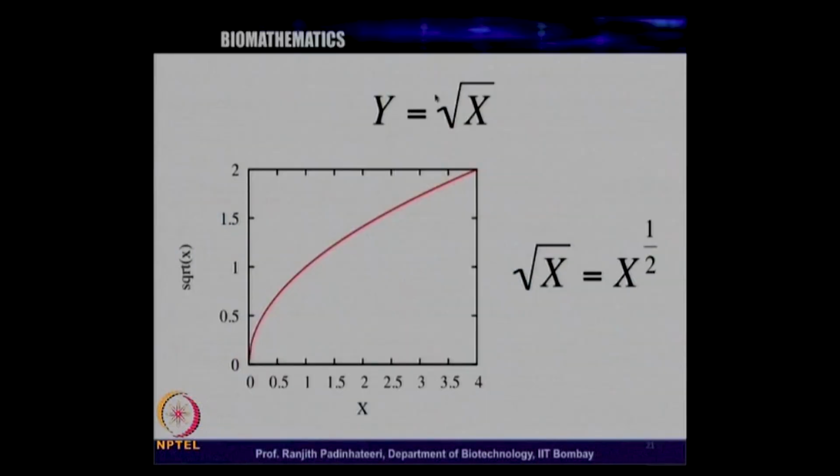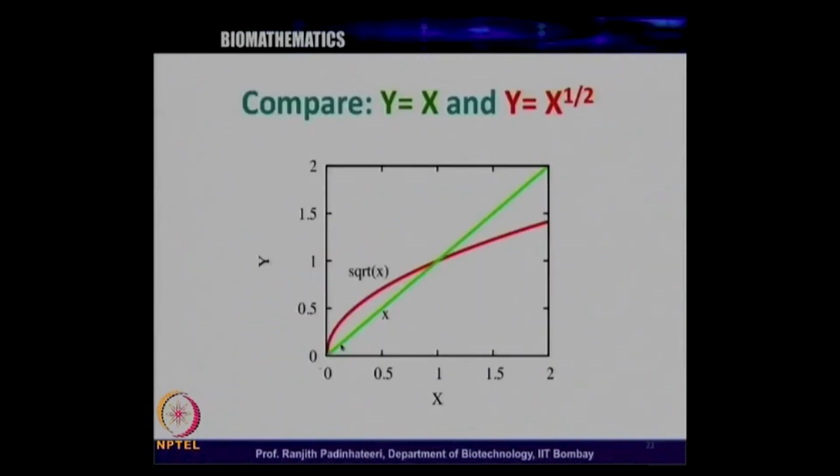Another function we use is root x. Root x is also x power half. The root x looks like this, which goes very slowly. So let us compare root x, square root of x, with x. The green curve is y equal to x, and the red curve is y equal to root x. And if you compare them, you see that root x goes slow compared to y equal to x.